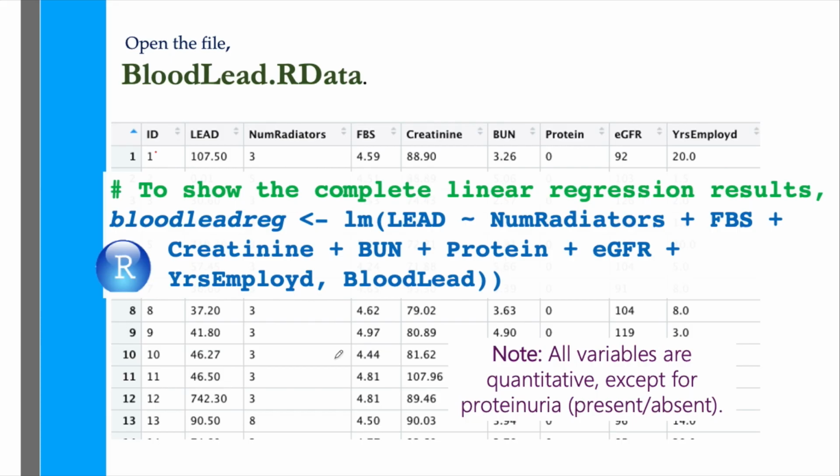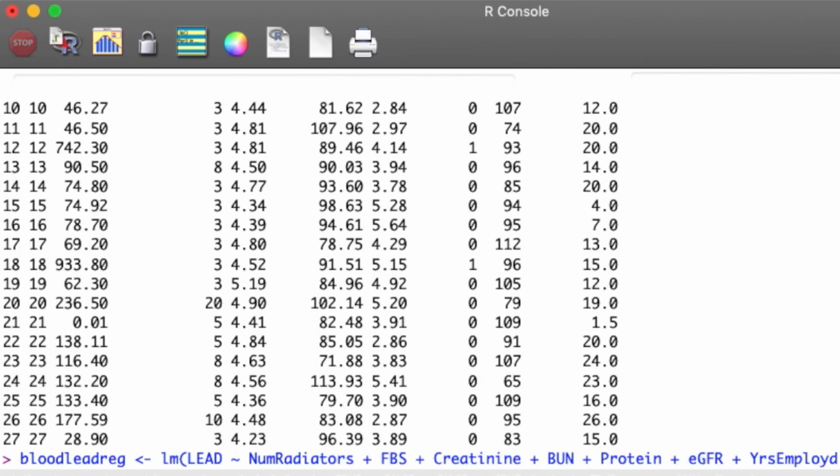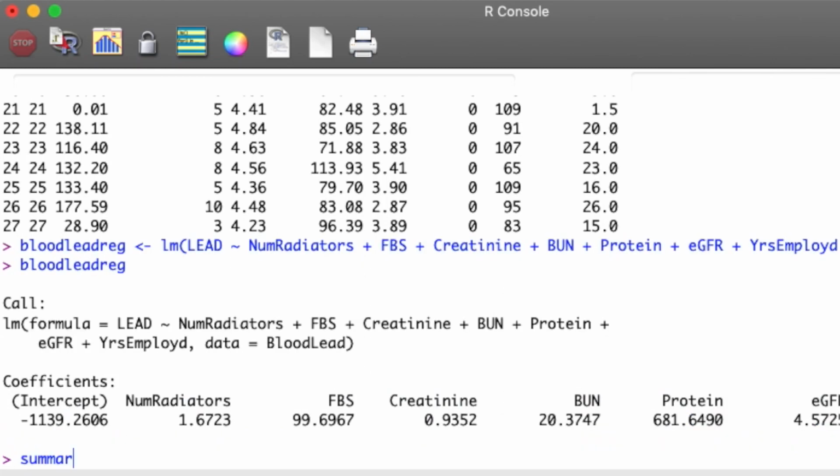Now, let's perform a linear regression using the LM function followed by your dependent variable y, which is lead, and all of this are the predictors. Then don't forget the file name. So let's name it as bloodled reg. Then press enter. Then we may see the result by typing blood reg or summary bloodled reg.